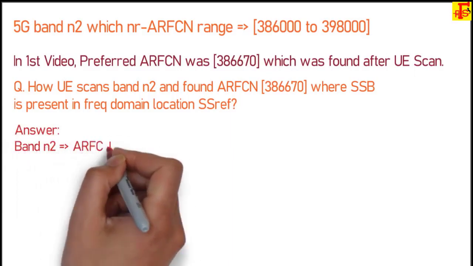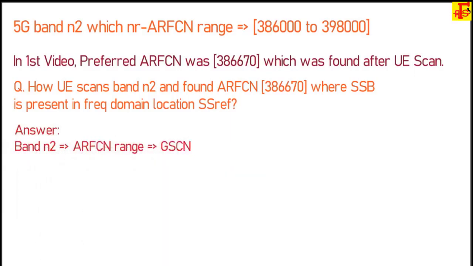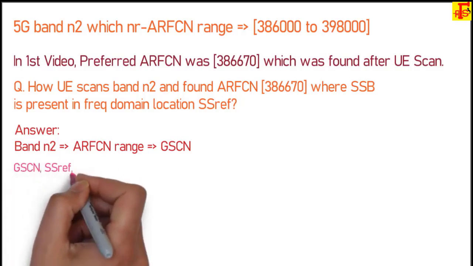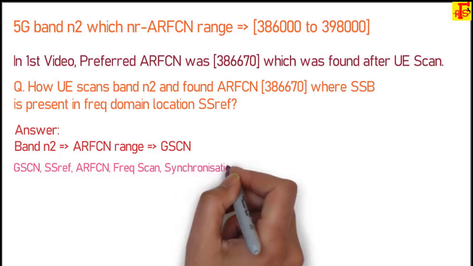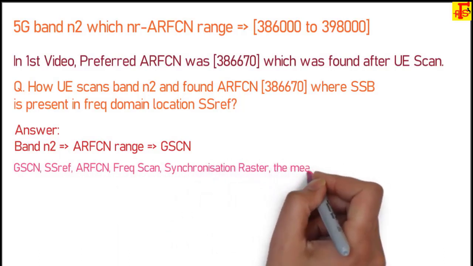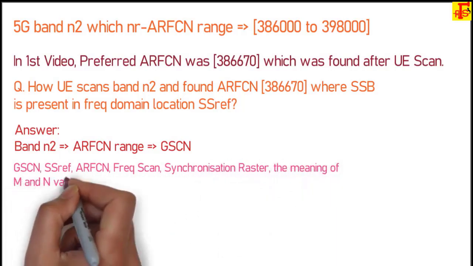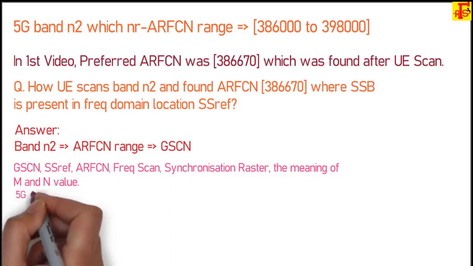If the UE supports band N2, that means the UE knows the ARFCN range, and from the ARFCN the UE can calculate the GSCN and its GSCN range. Here we will try to correlate all the parameters with each other: GSCN, SSREF, ARFCN, frequency scan, synchronization raster, and the meaning of the M and N values. I have taken the example of 5G band N2.